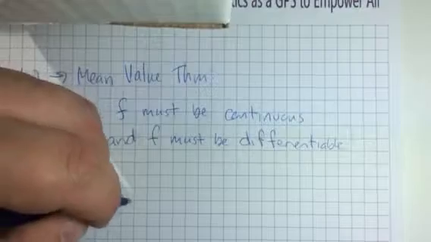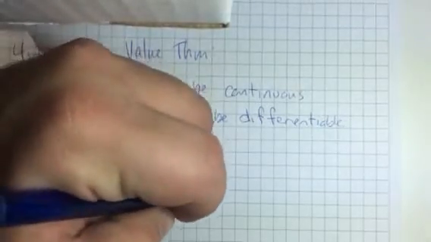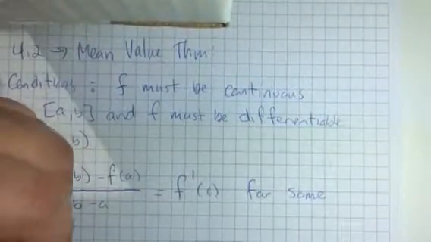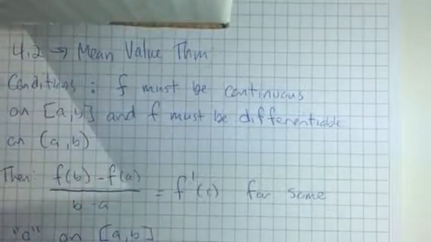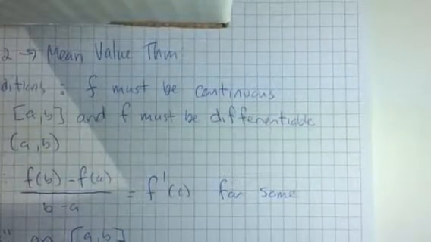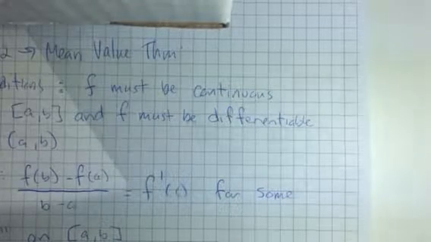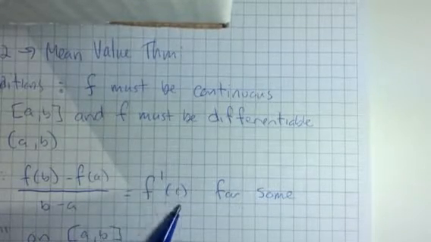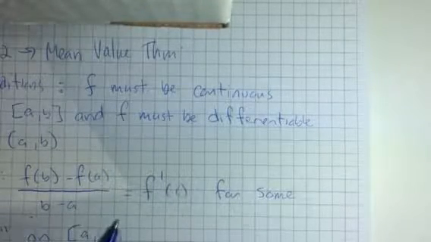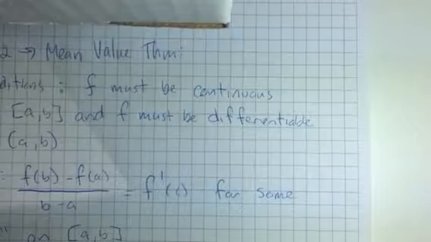f of b minus f of a, all divided by b minus a, is going to be equal to f prime of c for some c on the interval in between a and b. And what we'll do is we'll look at this graphically as to exactly what this means. But again, all the mean value theorem says is, if f is continuous on the closed interval and differentiable on the open interval, then it must be true that f of b minus f of a divided by b minus a is equal to f prime at c. Or the slope of the secant line that connects our endpoints must be the same as the derivative for some value in between the endpoints.